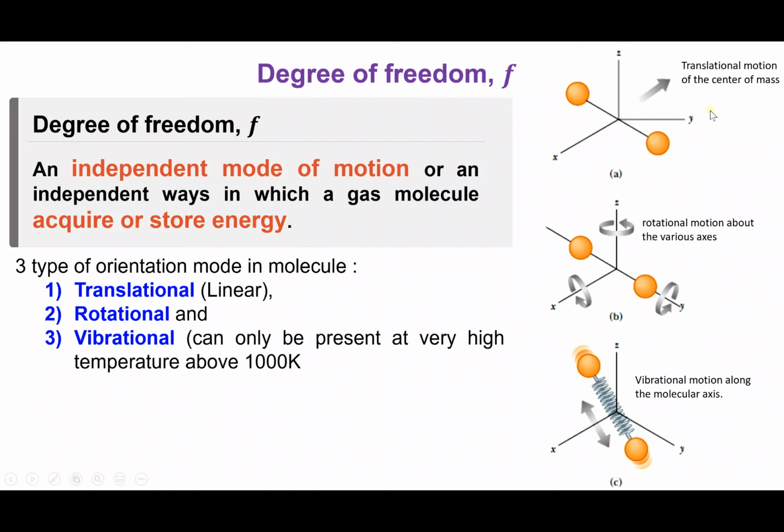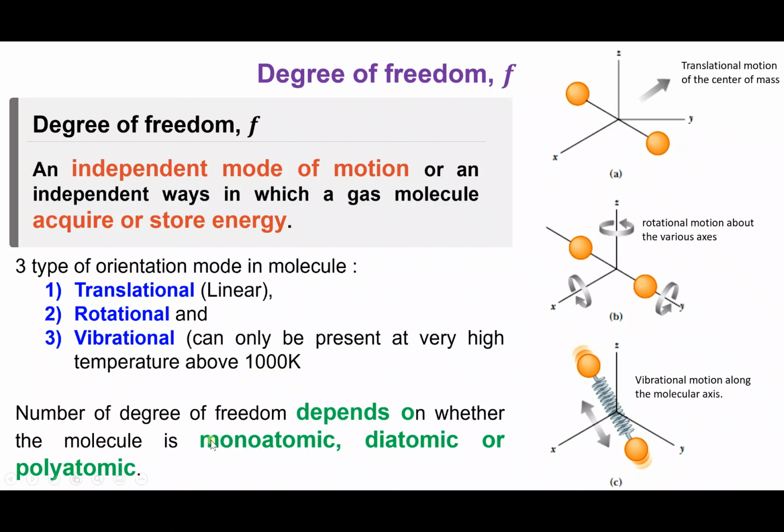Okay, so ini adalah 3 types of the orientation mode. Okay, orientation so macam mana lah dia bergerak, dia berpusing ke, dia along X, Y and Z sahaja ke. Dan vibrational ni boleh ada sekiranya particles tu ataupun gas molecules dipanaskan pada temperature above 1000 Kelvin. Baru dia ada vibrational motion.